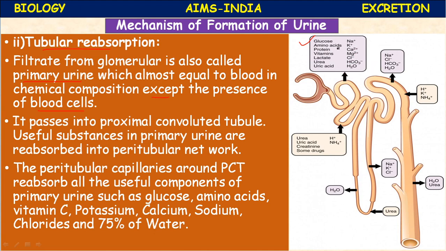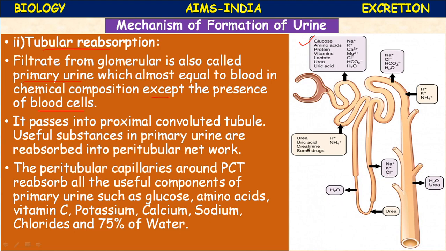These are in the form of ions. Some sodium is reabsorbed, potassium, calcium, magnesium, bicarbonates, water and chlorides are also reabsorbed. 75% of water is reabsorbed in the proximal convoluted tubule. If anything is left over, in the loop of Henle also some reabsorption takes place, that is sodium, potassium and chloride. These are very important salts which maintain the osmotic balance.